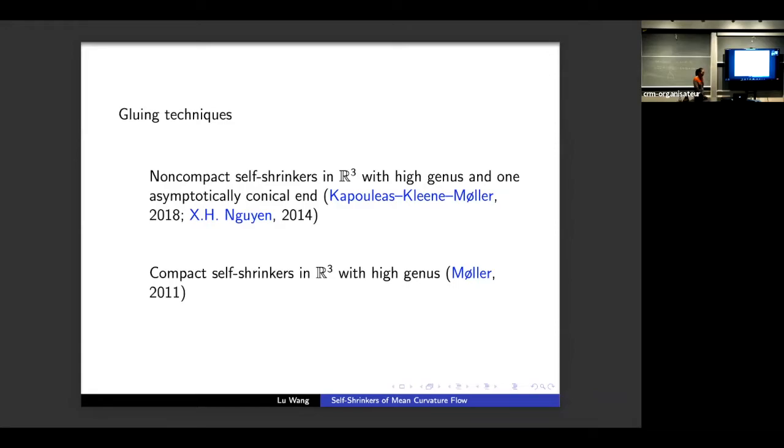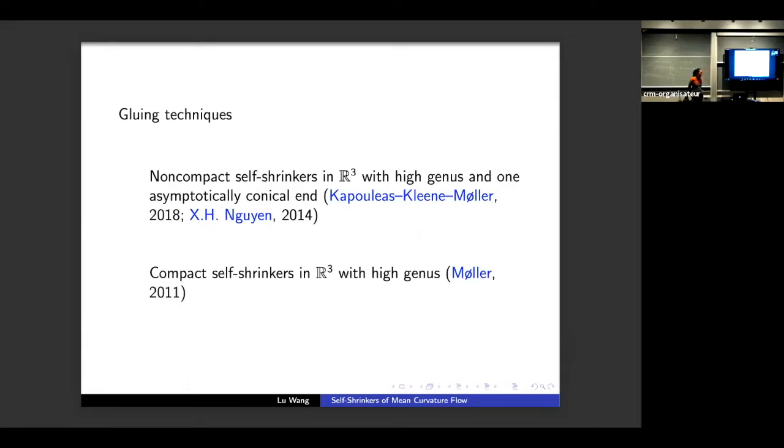Okay, another approach to produce these self-shrinkers, which is quite successful, is by gluing techniques. I mention two of them. The first one is you can desingularize a plane with a sphere, and then prove the existence of a family of non-compact shrinkers in R3. These examples are non-compact, and they all have very high genus, and you can let the genus tend to infinity. They all have one end, and the end is asymptotic to a cone at infinity. Using similar techniques, one can also desingularize the sphere with the Angenent torus that I presented in the last slide, and then you can produce a family of compact self-shrinkers in R3 with high genus.